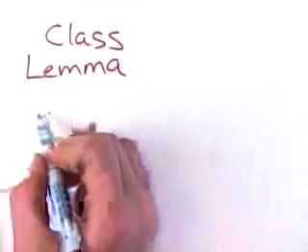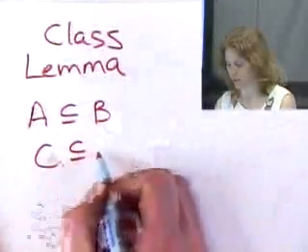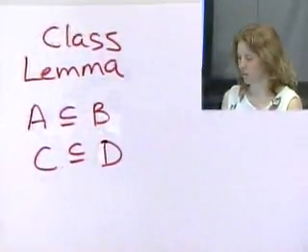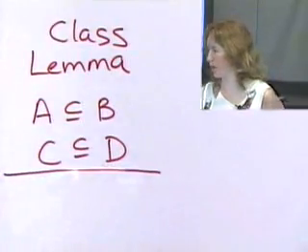And page 10, I wanted to go over this class lemma. Okay, the class lemma is, and we're going to use this on our homework, so the class lemma says, if A is a subset of B and C is a subset of D, then what do you think is true? And I want you to think about constructive dilemma.